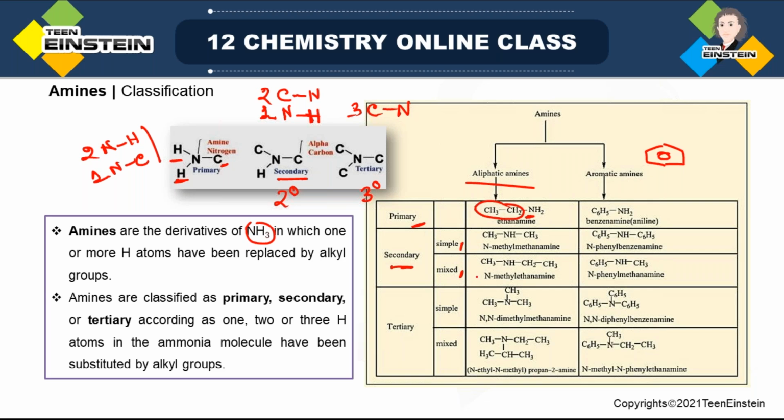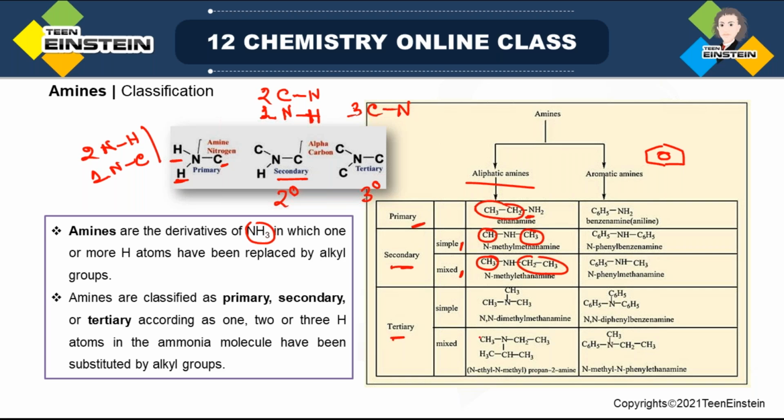Then for secondary, two possibilities are there, mixed and simple. Because when it is secondary, now you have 2 alkyl groups. Now 2 alkyl groups means these 2 alkyl groups may be similar or may not be. So here it is similar, so it is simple. But suppose you have one methyl group and one ethyl group. In this case, you can consider it as a mixed secondary amine.